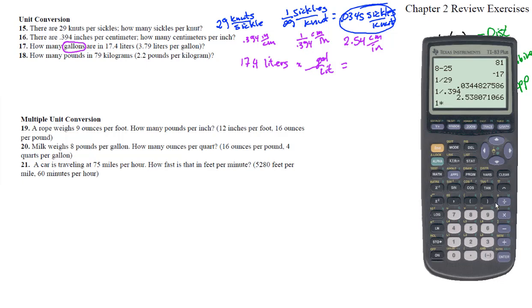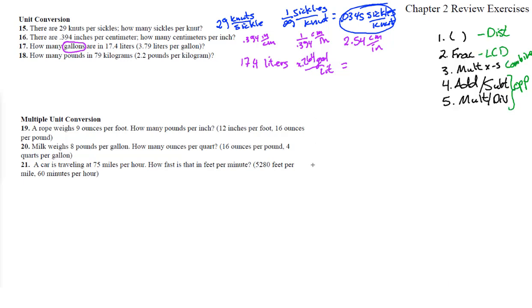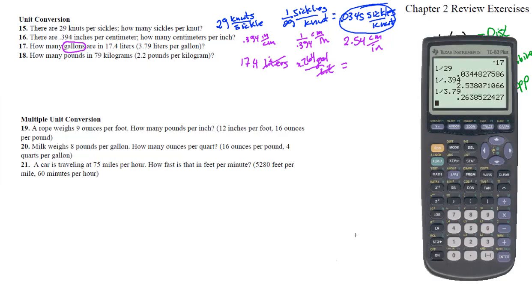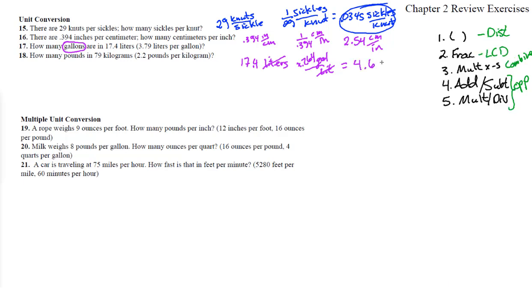So 1 divided by 3.79. It's 0.264. So now we can just times it, right? Because then when we times, we get gallons left over. So 0.264 times 17.4, and that's 4.6 gallons. Is that pretty close? Yeah, 4.59 if we wanted to leave 2 decimal places there. That's all right.